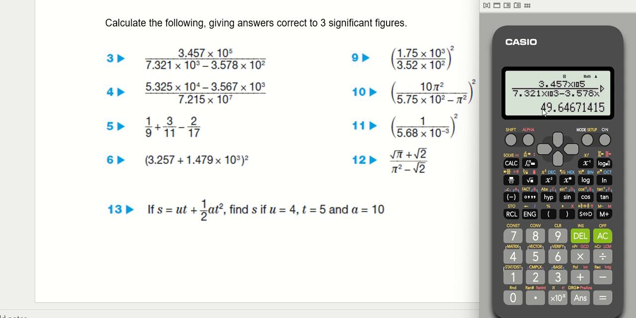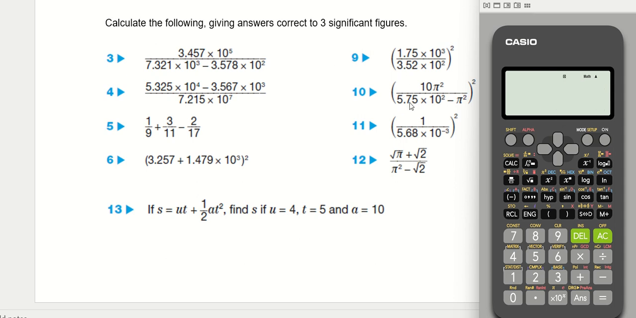You will start counting from the left, 4, 9, and 6. Check the number after the 6. If it's 5 or more, you will round it up. If it's not, just ignore it and keep these 3. So your answer will be 49.6.